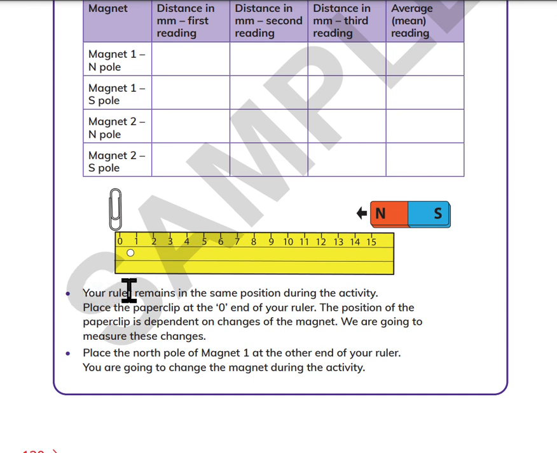Your ruler remains in the same position during the activity. Place the paperclip at the zero end of your ruler. The position of the paperclip is dependent on changes of the magnet. We are going to measure these changes. Place the North Pole of magnet 1 at the other end of your ruler. You are going to change the magnet during the activity.